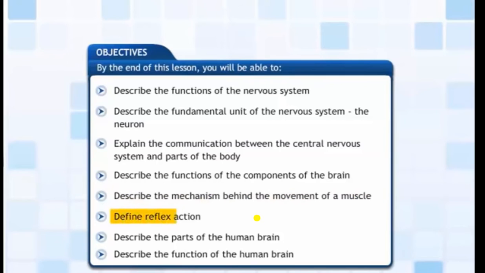Next, define reflex action. Next, describe the parts of the human brain. And lastly, describe the function of the human brain.